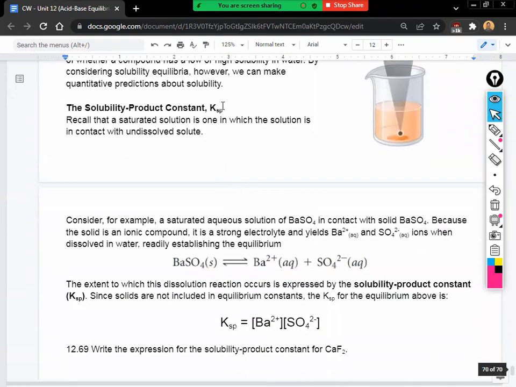Okay, now there is a constant for that. Okay, and that's called the Ksp. You guys are probably tired of that letter now. K. Kw, Ka, Kb, Ksp, Keq. What else do we have? I think that's it. But Ksp is the solubility product constant. And basically what it tells us is whether or how likely it is for something to dissolve inside of a solution. Okay, that's pretty much it.